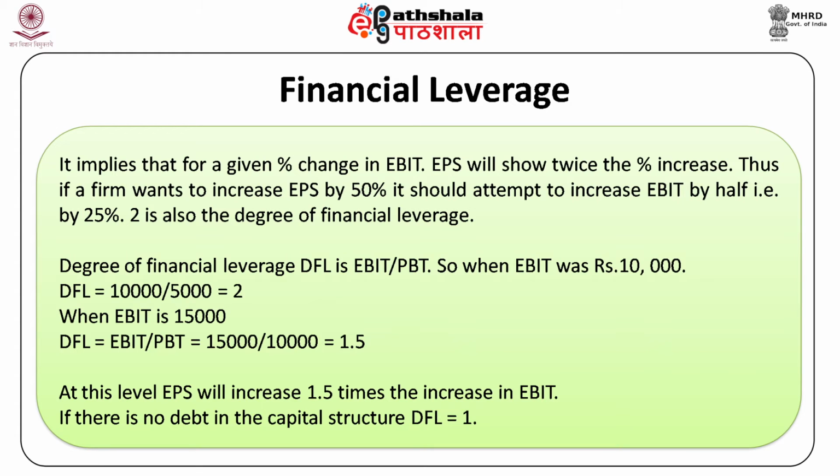Degree of financial leverage, DFL, is EBIT divided by PBT. So when EBIT was rupees 10,000, DFL was 10,000 divided by 5,000, which is 2. When EBIT is 15,000, the DFL changes to EBIT upon PBT, which is 15,000 divided by 10,000, equal to 1.5. At this level, EPS will increase 1.5 times the increase in EBIT. If there is no debt in the capital structure, DFL is equal to 1.